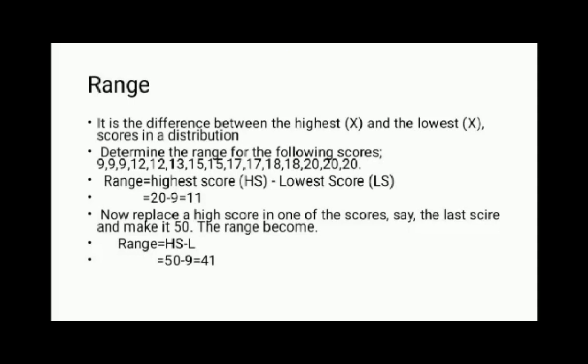Now, to replace the high score in one of the scores, say that the last 20 we make it 50. So our range becomes 31. So our high score is 50, subtract 9 is equal to 31.